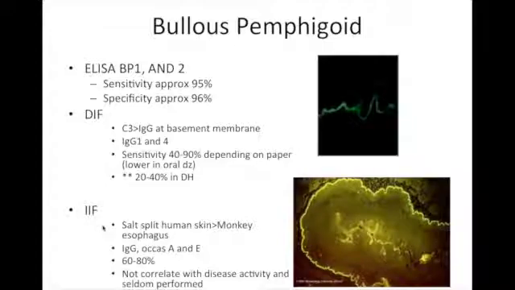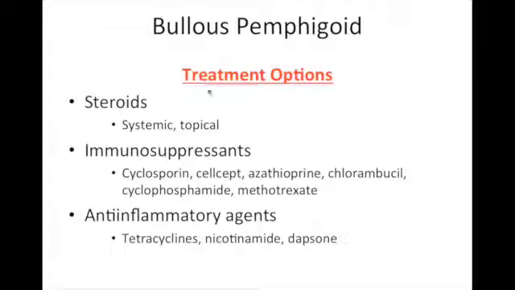Indirect immunofluorescence studies can be done. Again, salt split human skin or monkey esophagus can be performed, showing the similar feature along the basement membrane zone. IgG will be the predominant, sensitivity 60 to 80%. It does not correlate with disease activity. It can give you some information, but it's better for pemphigus.